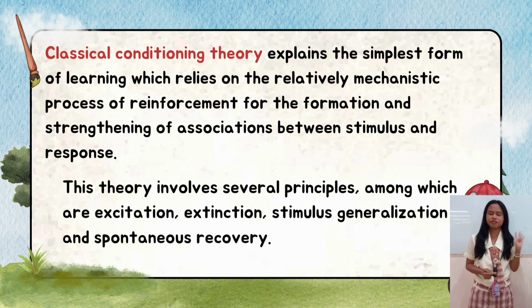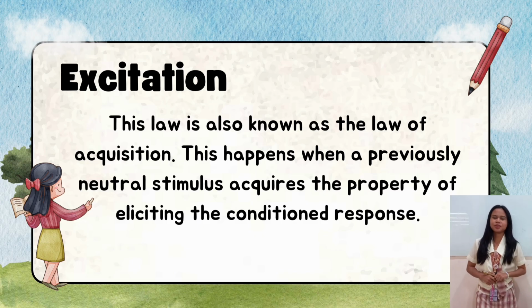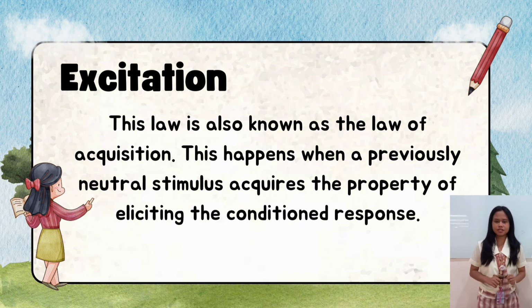This theory has several principles, among them excitation, extinction, stimulus generalization, and spontaneous recovery. Let's start with the first principle of classical conditioning, which is called excitation or acquisition. This law is also known as the law of acquisition. This happens when a previously neutral stimulus acquires the property of eliciting the conditioned response.